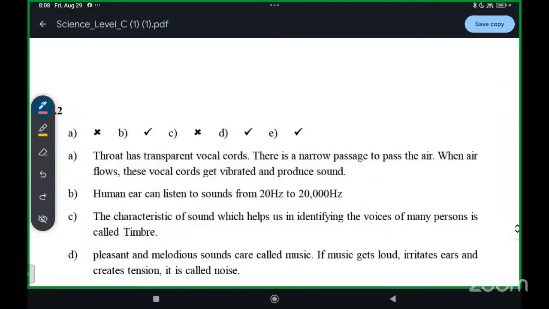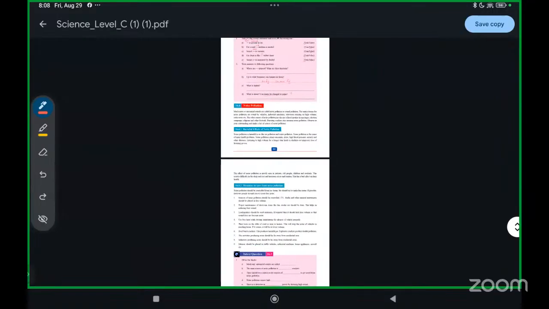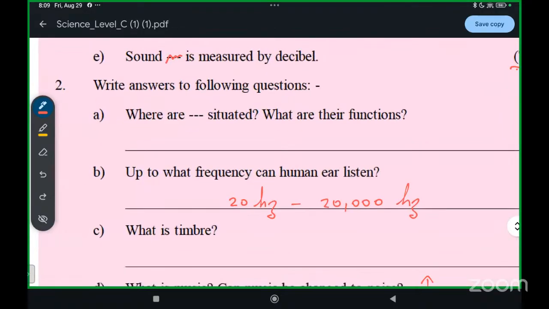I think the question wanted to ask: how are sounds produced when we speak? And where are the vocal cords situated, and what are their functions?